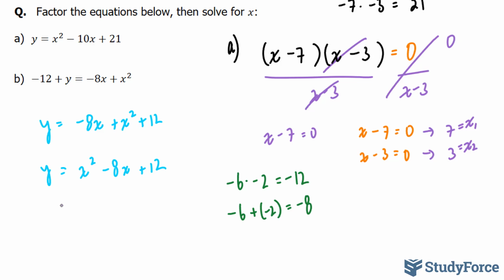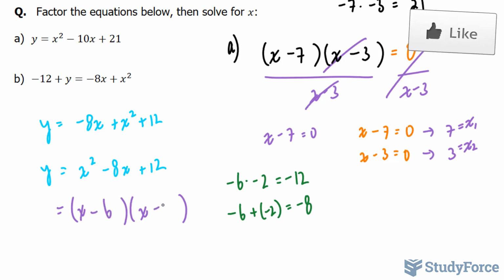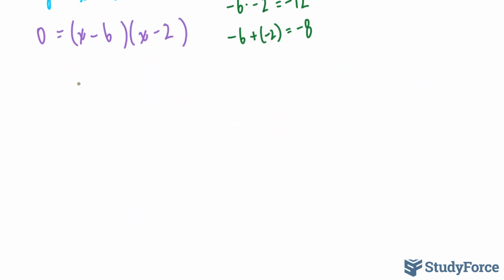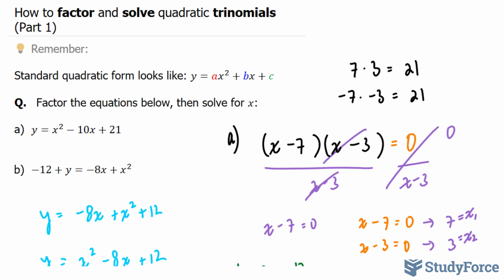So just like before, what I'll do is open up two sets of brackets, introduce an x into both of these brackets, and put negative 6 and negative 2 in these brackets, and then subsequently set y to 0. If I set y to 0, I end up with x is equal to positive 6 and x is equal to positive 2. Notice that I skipped a few steps, but essentially what I did was the same process as in A. And so there you have it. That is how to factor trinomials that are quadratic and at the same time solve for their x.